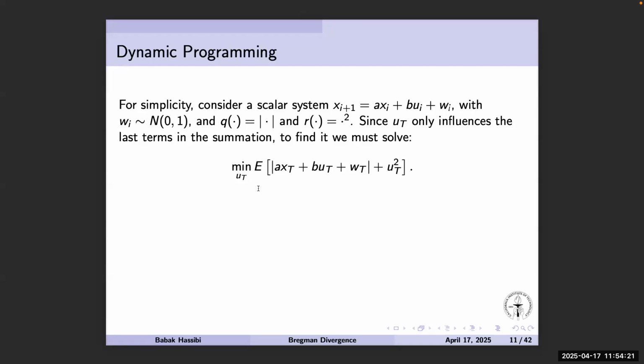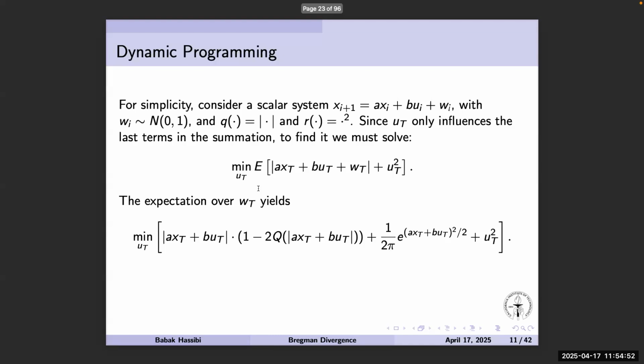So I'm looking at the last step. So if I want to find u_T, the control at the last step, this is the problem I have to solve. Because u_T does not influence any of the other terms in the summation. Because the future is not influencing the past. So this is the last term. And so if I want to do this optimization, the first thing I have to do is do this expectation over W. And when this is quadratic, I know how to do it. I put an absolute value here because that's the cost that I have on the state. So it turns out for the absolute value, you can compute it.